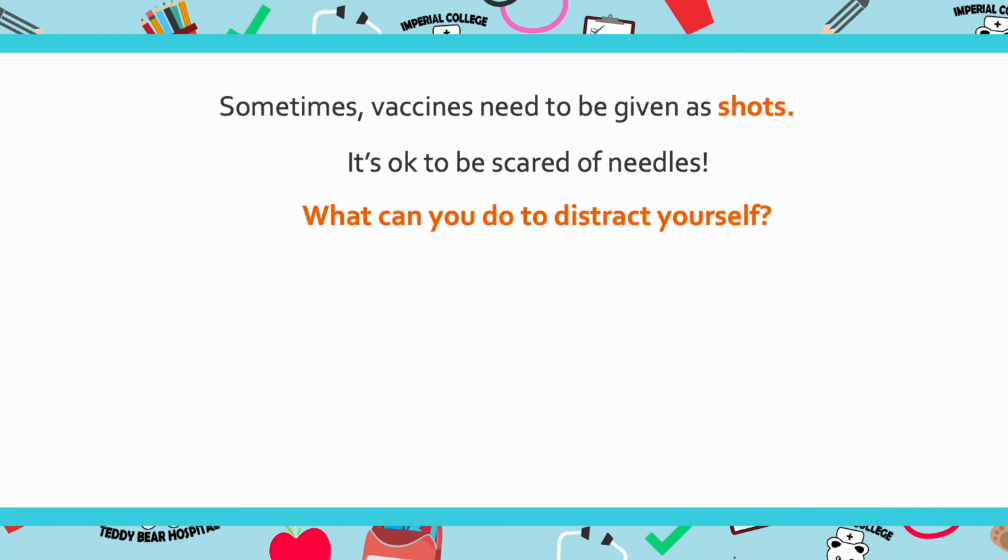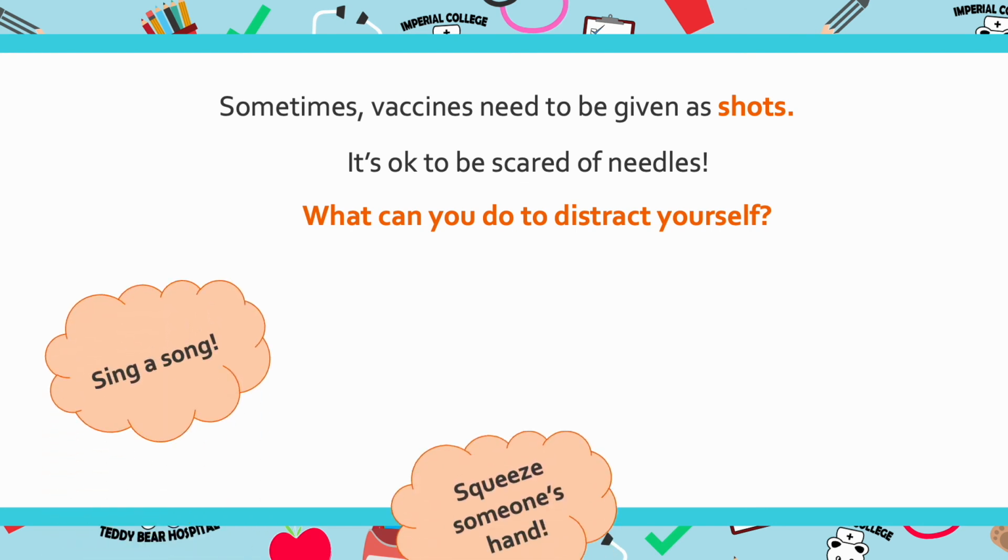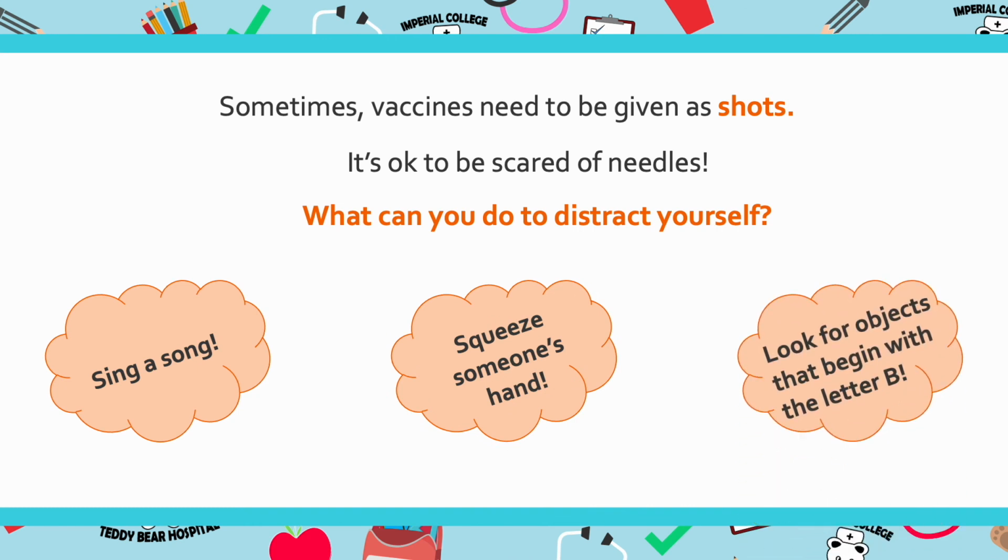Sometimes, vaccines need to be given as shots. This can be really scary, but it's okay to be scared of needles. What can you do to distract yourself? Anybody have any ideas? You could sing a song, squeeze someone's hand, or look for objects that begin with the letter B.